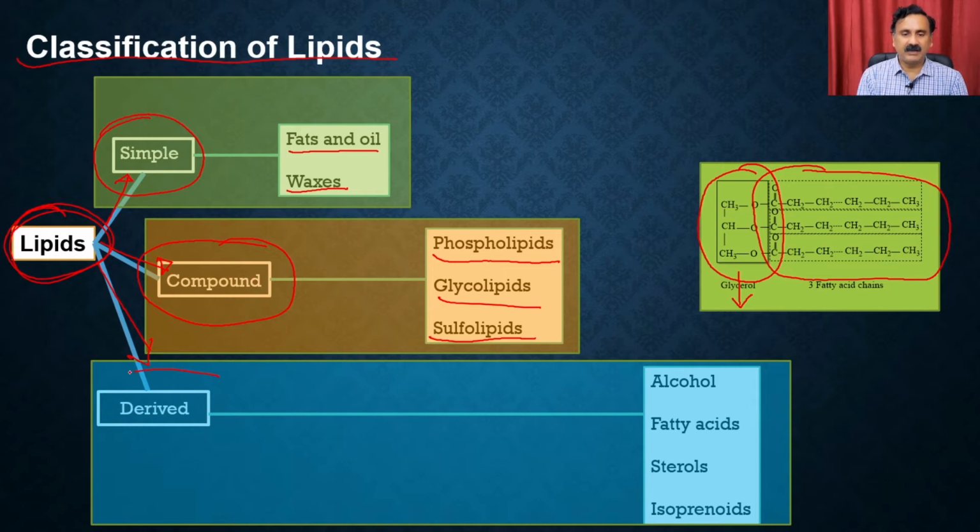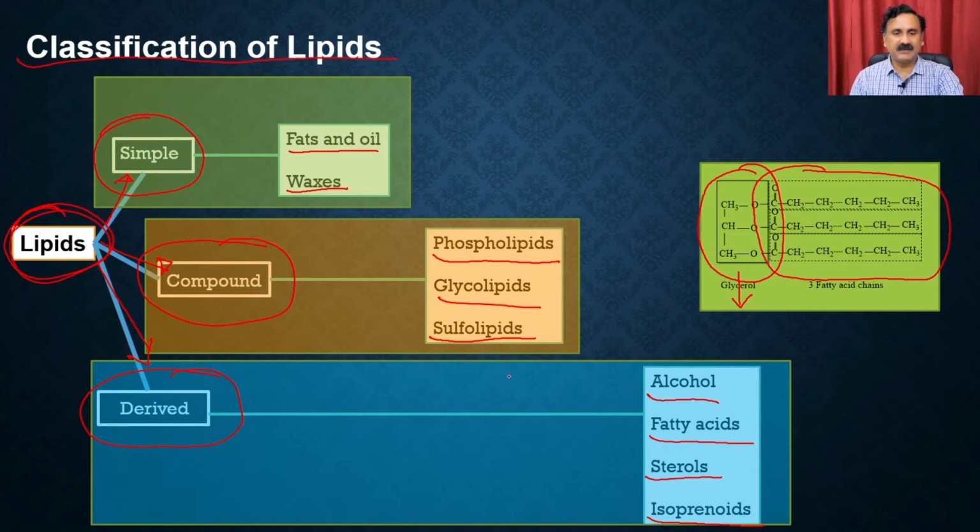And then you have derived lipids. These are a special class of lipids where you have modification in terms of the backbone as well as the side chain. So it could be an alcohol, a fatty acid, a steroid, or isoprenoids. Depending on the backbone, the derived lipids could be of different types.